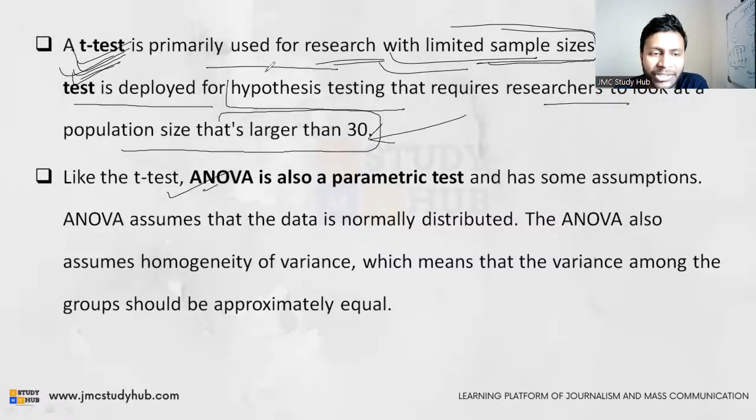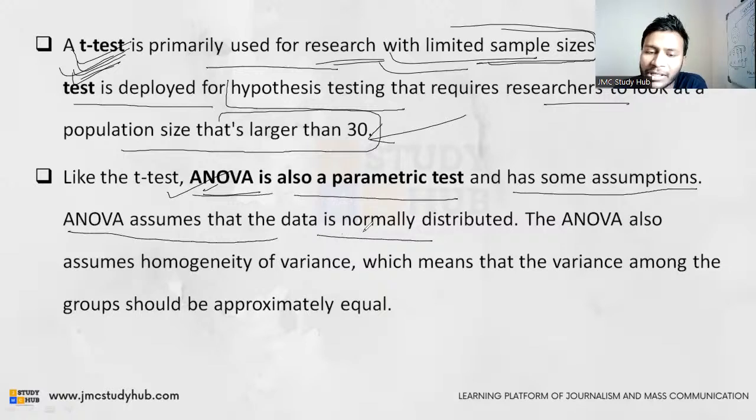Similarly, like the t test, ANOVA is also a parametric test that we have gone through and has some assumptions. ANOVA assumes that the data is normally distributed because it comes under the parametric test. In parametric tests we have learned that the population is normally distributed. When the population is specifically distributed, it comes under non-parametric; when the population is normally distributed, it comes under parametric. So ANOVA is an example of a parametric test. That's why ANOVA assumes that data is normally distributed, right?